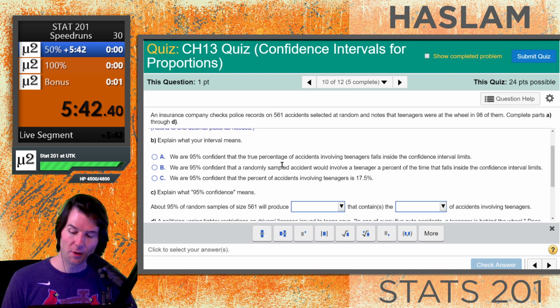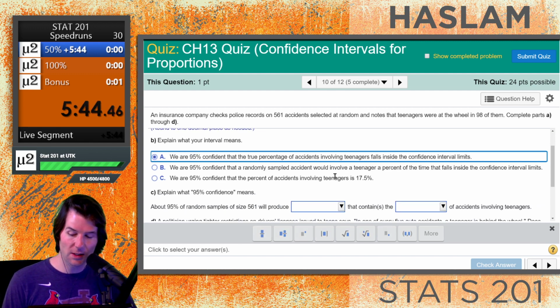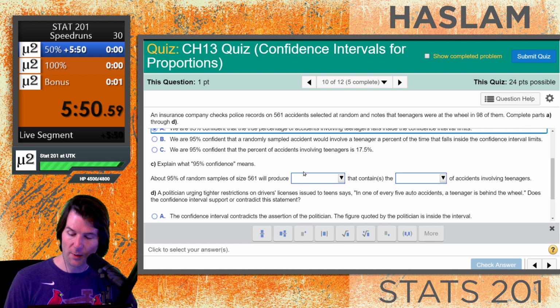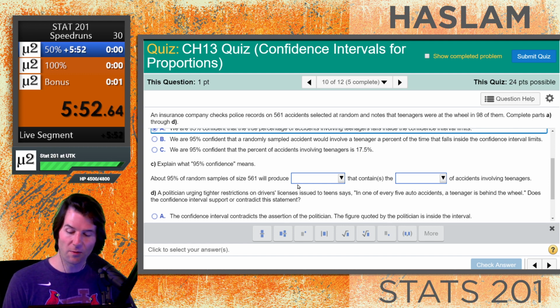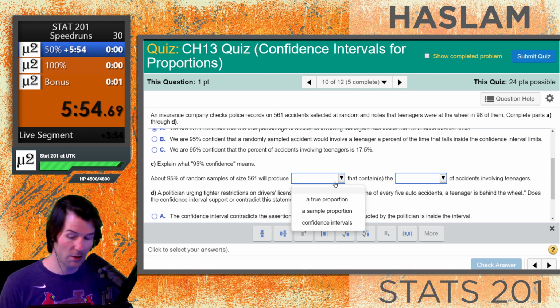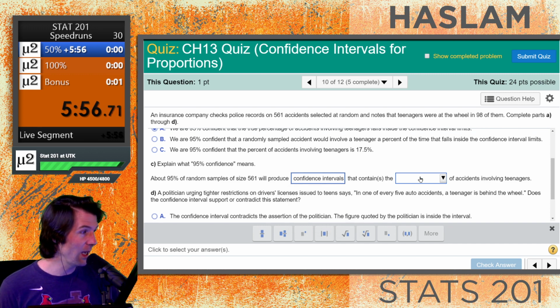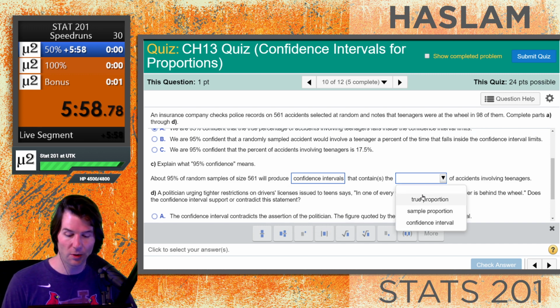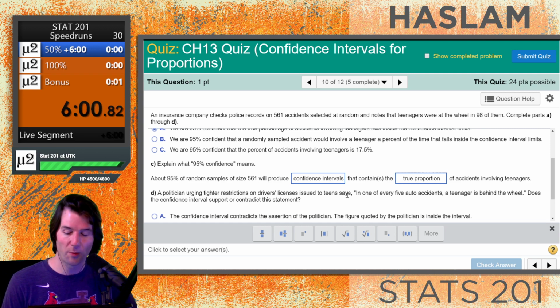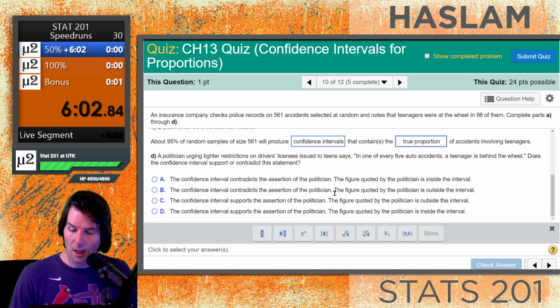We are 95% confident the true proportion of accidents that have a teenager at the wheel is contained in the interval. Make sure I read it properly, because we're trying to estimate the true proportion. Explain what the 95% confidence means: 95% of random samples will produce intervals that contain the true parameter we are interested in, the true population proportion.